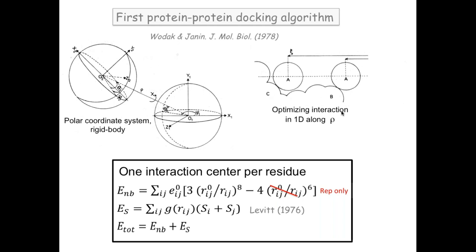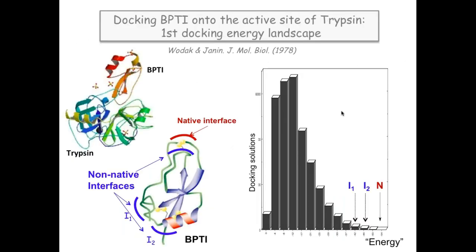So with this very simple model, we applied it to dock for the very first time the BPTI, the bovine trypsin inhibitor, to trypsin. We sampled the entire surface of the BPTI, but we limited the search region to the active site of the trypsin. On the left-hand side, you see a bar graph of the surface and buried surface area as we were docking different parts of the BPTI into the active site of trypsin.